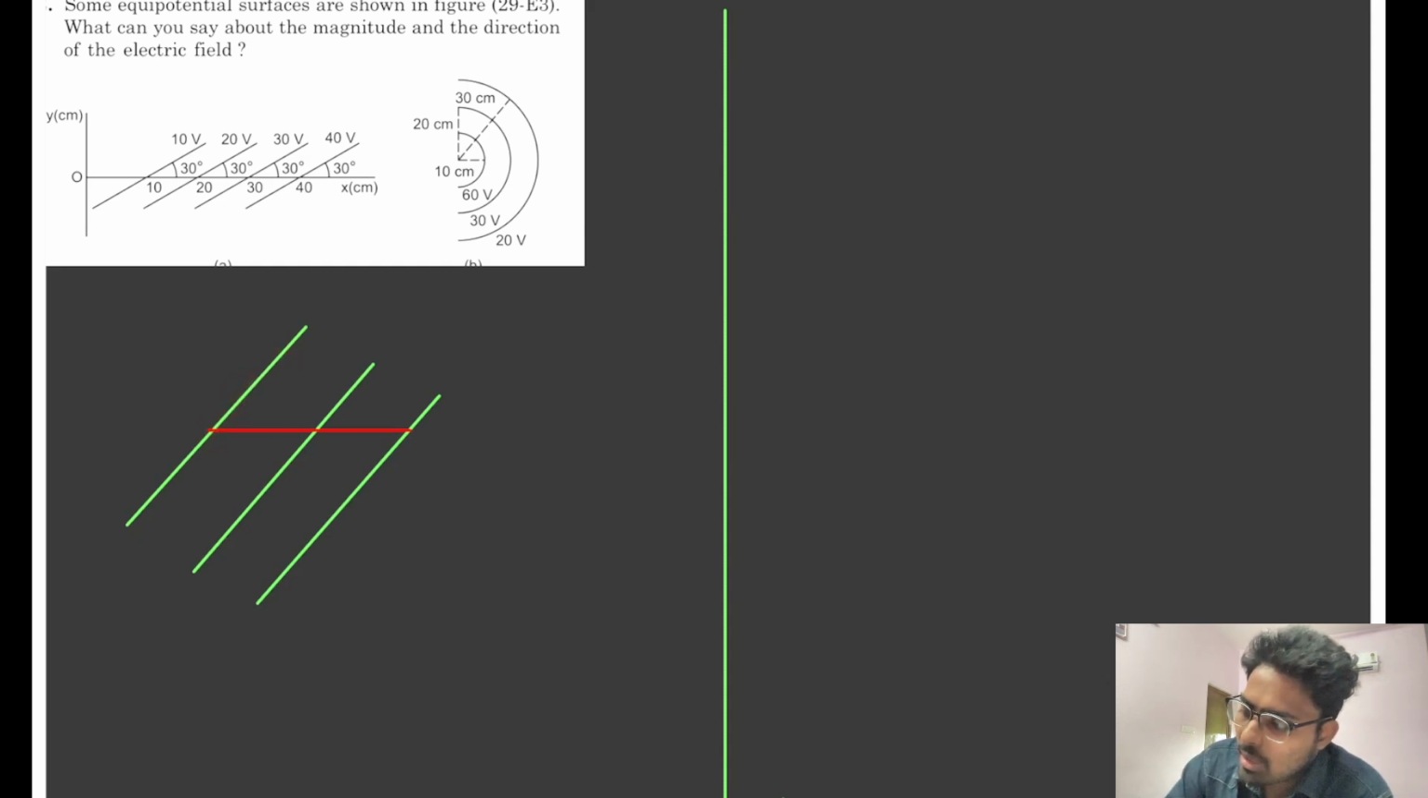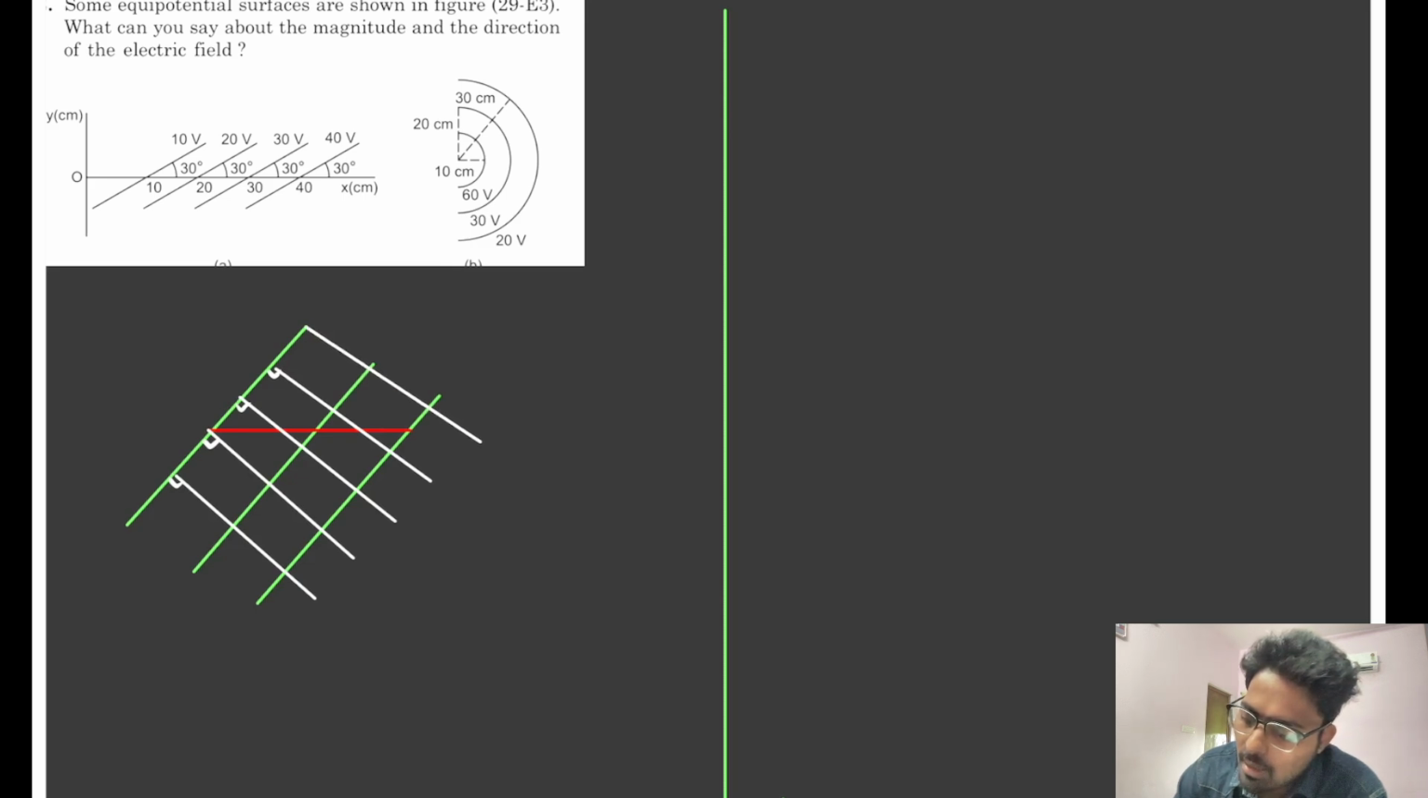You need to understand that there is only one way that the electric field can exist. Remember, whenever we have planar equipotential surfaces, the electric field is what? Uniform electric field. For what type of electric field will you get plane equipotential surfaces? Uniform electric field. For what will you get spherical equipotential surfaces? For a point charge. Okay, so that point I'll write. So the field can only be in this direction.